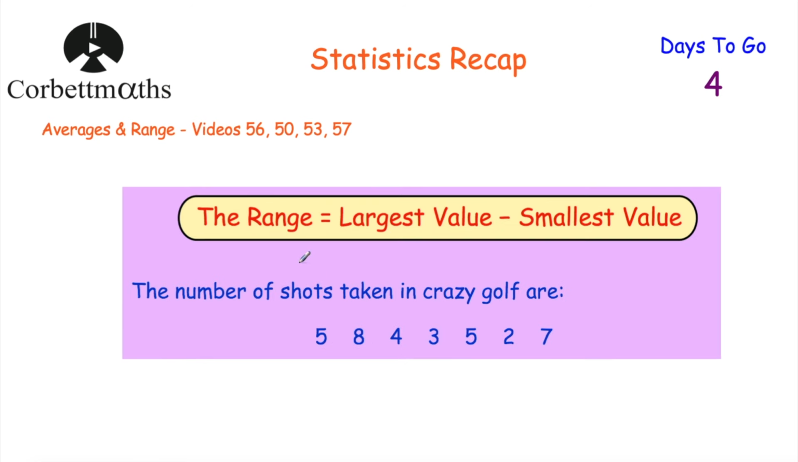You're also sometimes asked to find the range, and the range is the largest value take away the smallest value. So here, if we wanted to find the range, the greatest number of shots taken was 7. The smallest number of shots taken was 2. So if I do 7 take away 2, that's equal to 5. So the range of the number of shots taken would be 5. So the range is the biggest value, take away the smallest value.